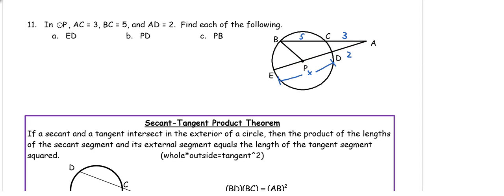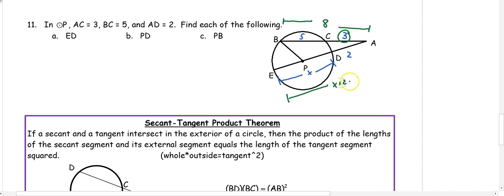So in the top, we have 8 and the outside is 3. And in the bottom, we have x plus 2 and the outside is 2. So when I multiply, I have 8 times 3 equals 2 times x plus 2. We get 24 equals 2x plus 4. We can subtract 4 from both sides and divide, so x equals 10.